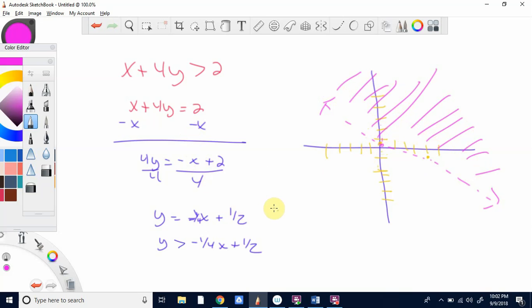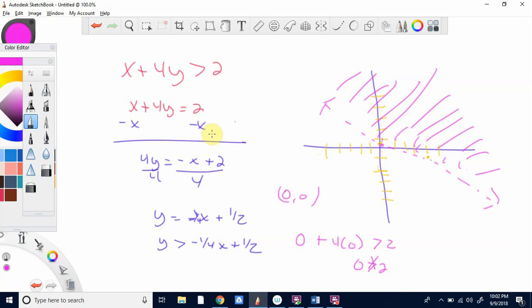Again, I'm going to test the point 0, 0. I know the y-intercept is 1/2, so clearly 0, 0 is not in the shaded region, so I should get a false statement. So 0 plus 4 times 0 is greater than 2. This is 0 greater than 2. No, it's false. And that is below the line, and I didn't shade there. We know that the solution is above the line, so I did shade correctly.